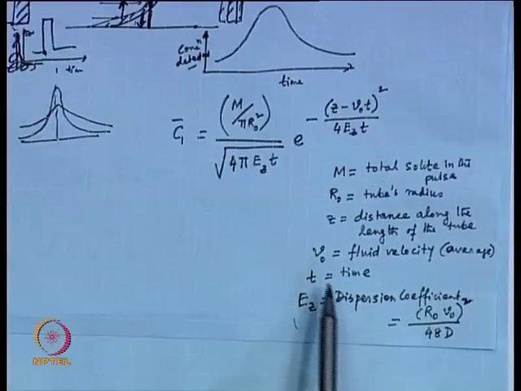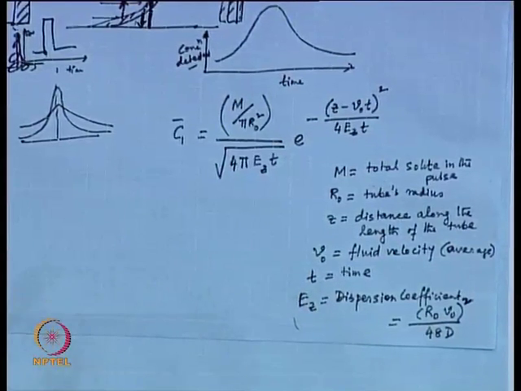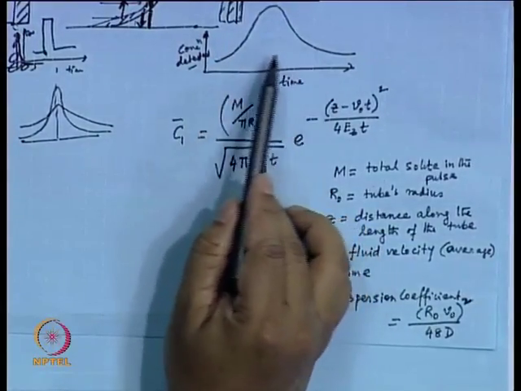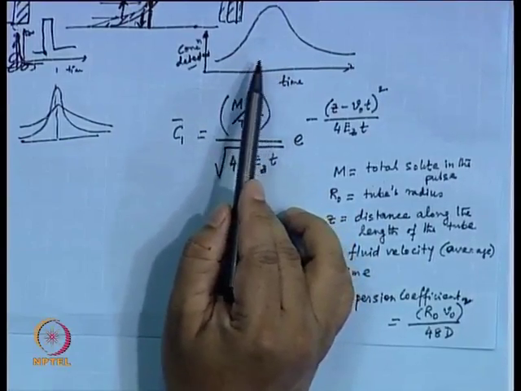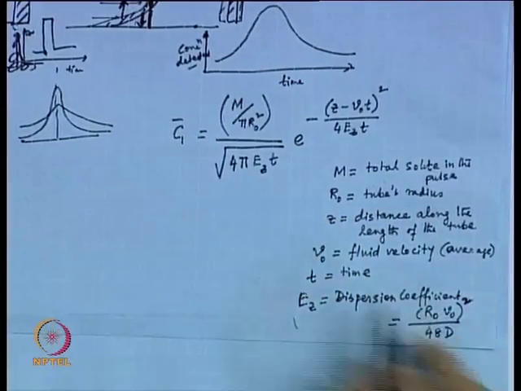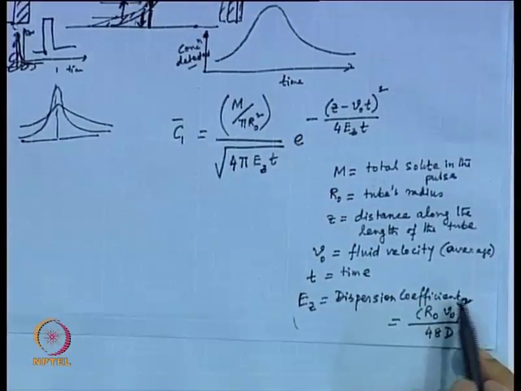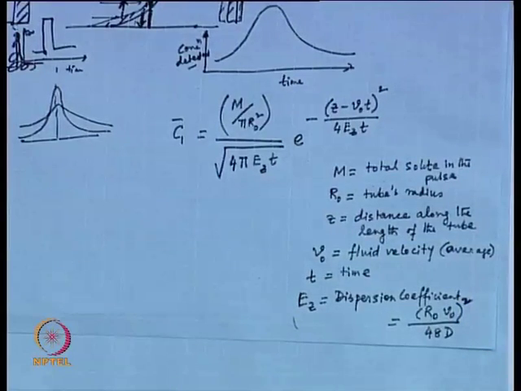So, that means the factor that is responsible for the spreading of solute, the spreading is defined by V0, not only V0, V0 square. That means, if you have a higher average velocity, you can expect more spreading. Similarly, if you have a higher R0, you have more spreading.